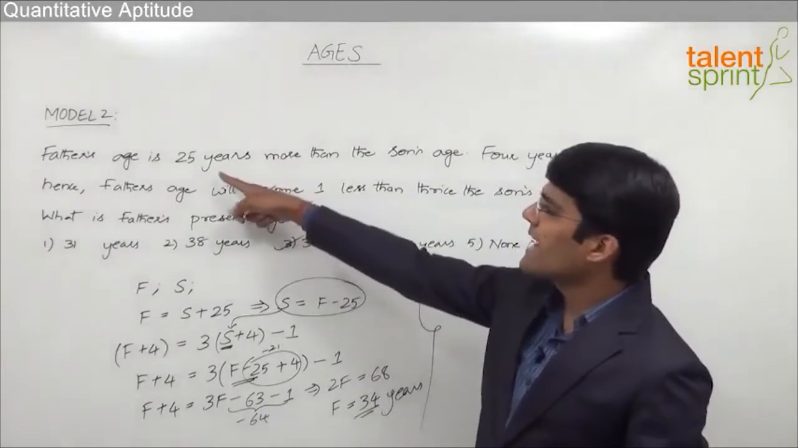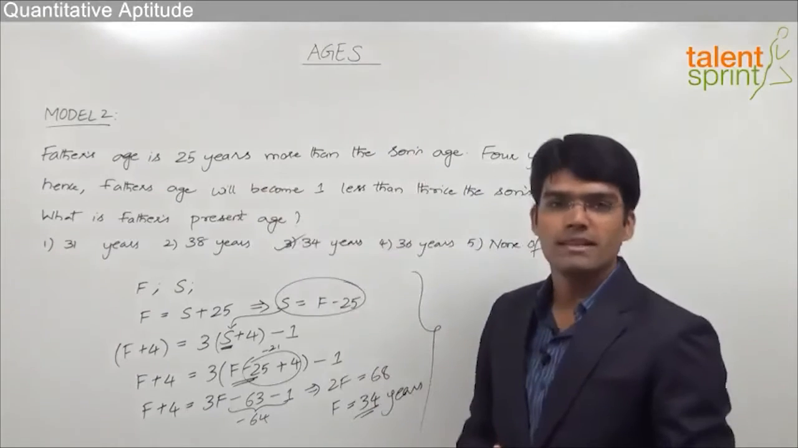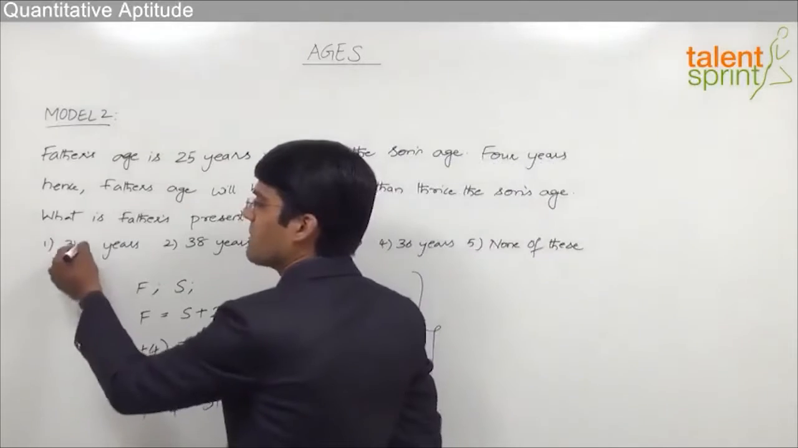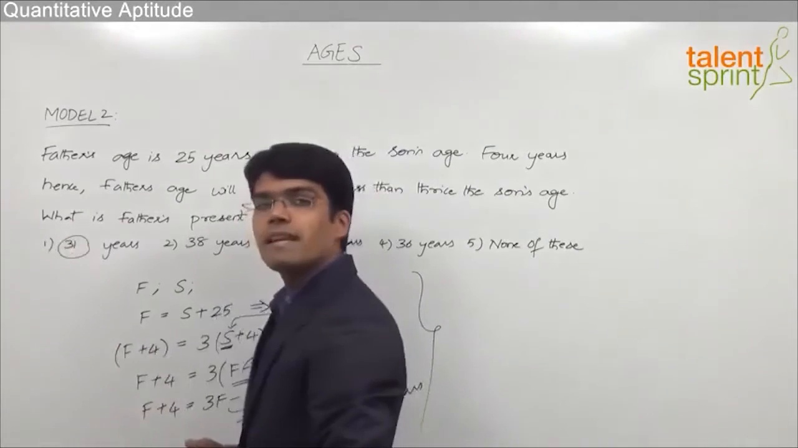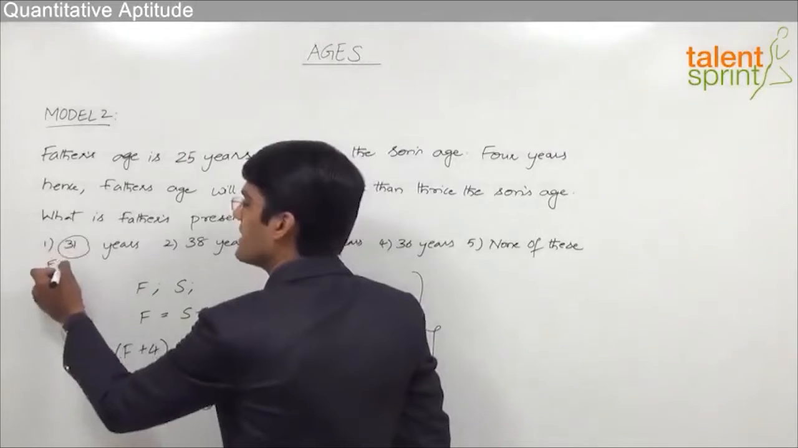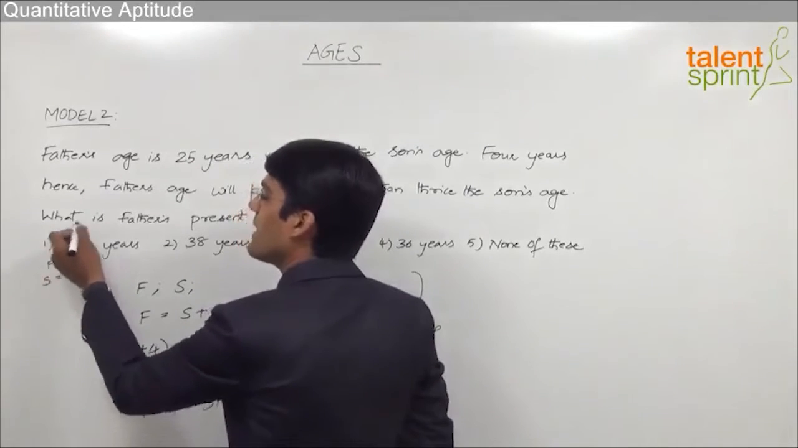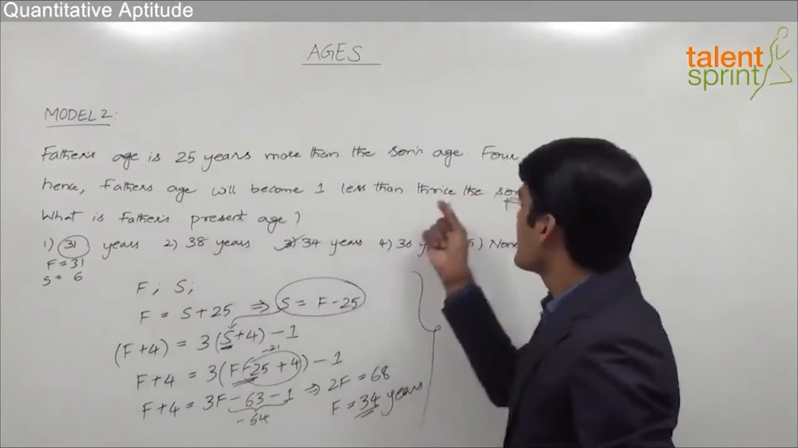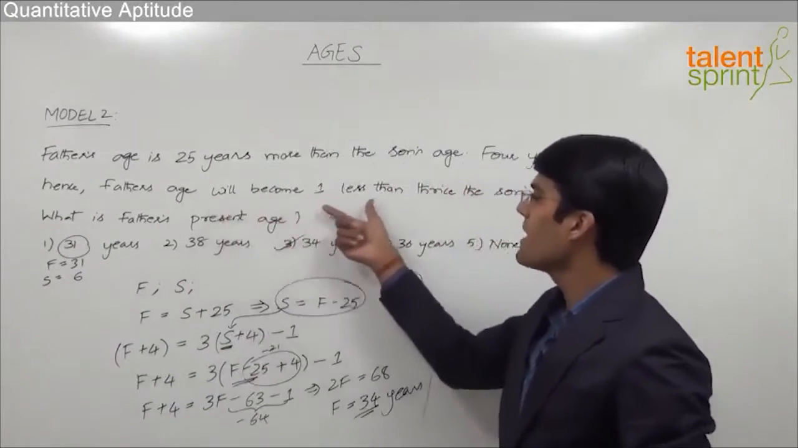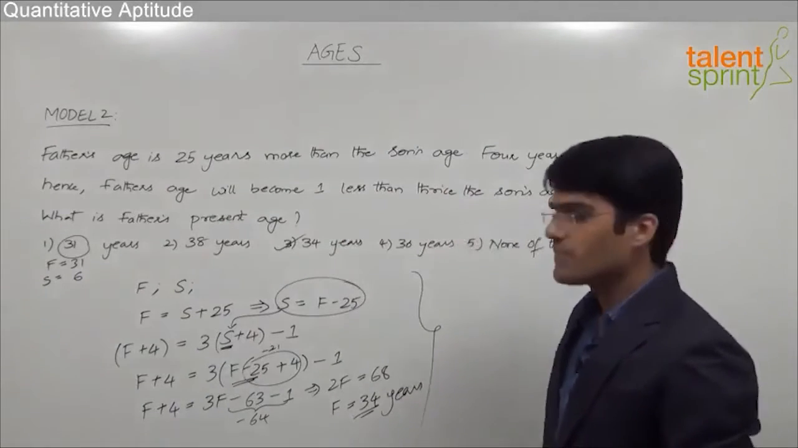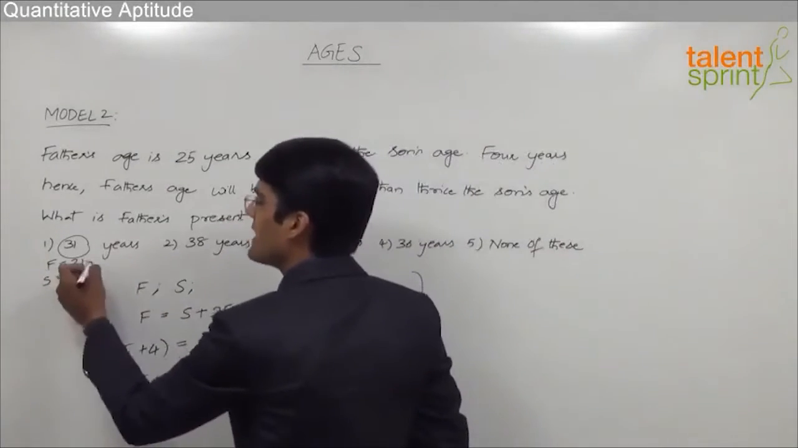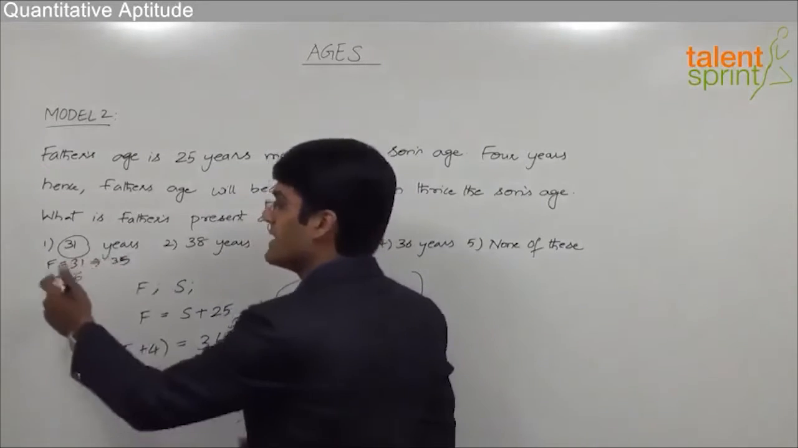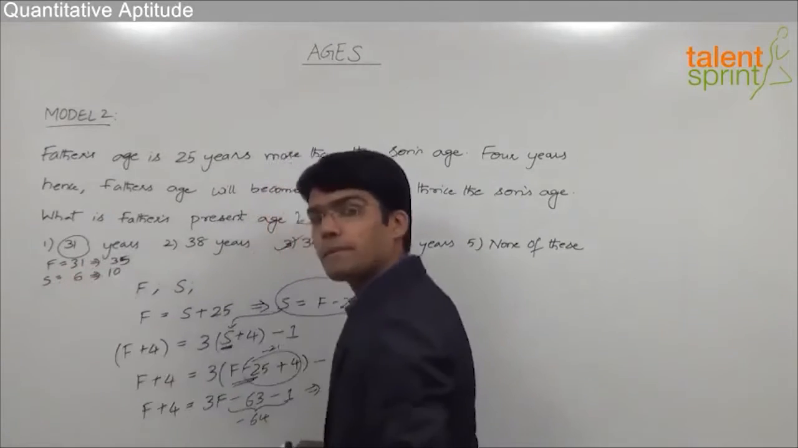From statement 1, we know that father's age is 25 years more than the son's age. So if father's age is 25 years more than the son's age, by subtracting 25 from 31, we can get the son's age. So father's age is 31 and son's age is 31 minus 25, which is equal to 6. The second condition says 4 years hence father's age will become 1 less than thrice the son's age. So if we take 4 years hence, father's age here will become 35, as 31 plus 4 is 35, and son's age can be taken as 6 plus 4, 10.